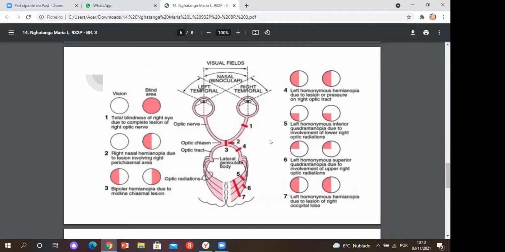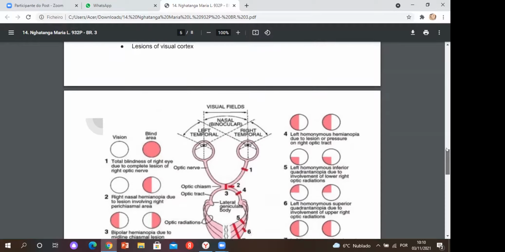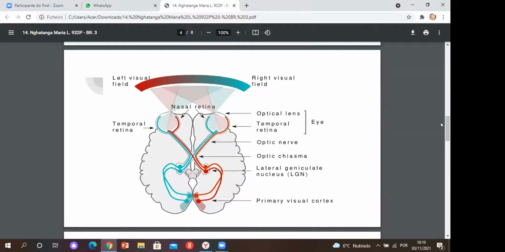It's like closing your right eye and then opening your left eye, and that's what that person sees. So then the second one is right nasal hemianopia, due to the lesion involving the right perichiasmal area. The reason why it's nasal is, like I said, the nasal retina nerves are the ones that cross at the optic chiasm.